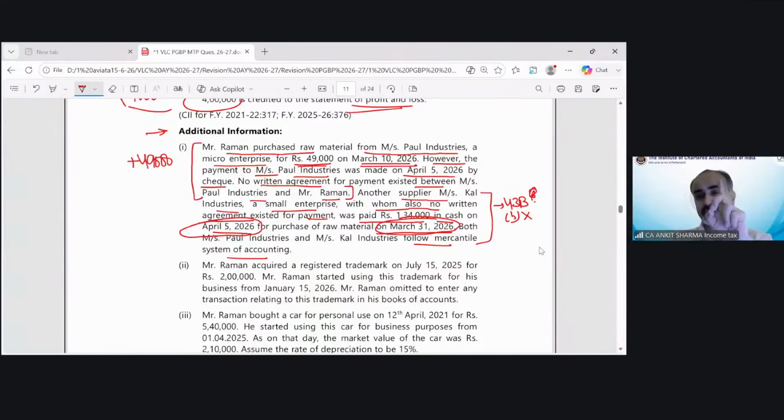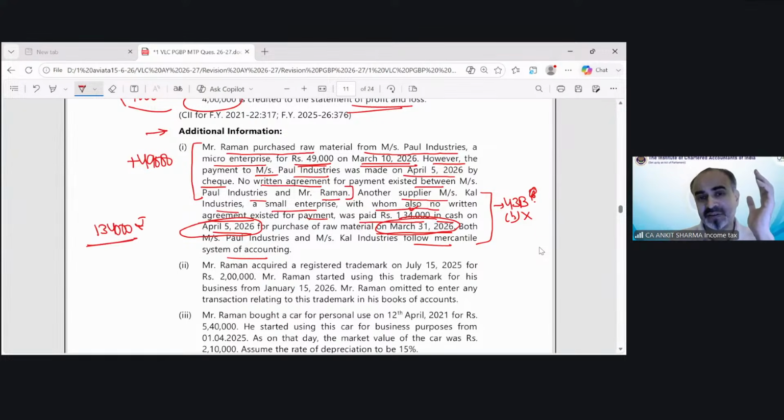So there is no disallowance. Now you can see, student, the beauty of this question is the payment. As soon as you read this point that the cash payment has been made for 1,34,000 rupees, a cash payment, your mind will say it is going to be disallowed.